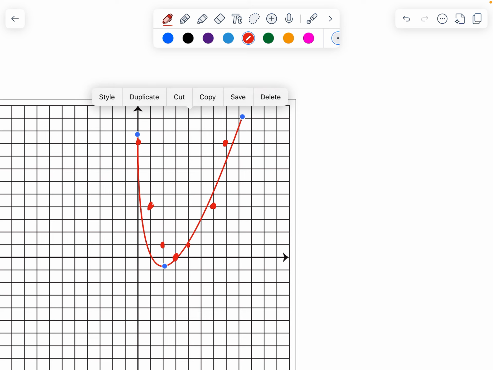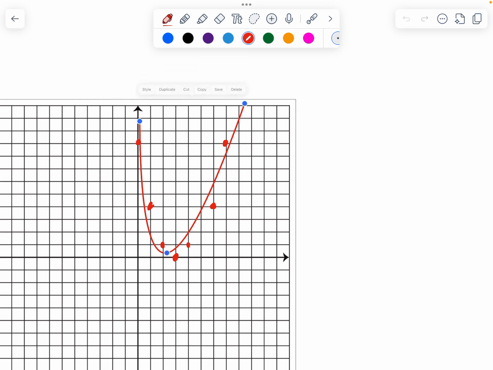Ugh. Sometimes I like this and sometimes I don't. Oh, is it because I have this off? Oh, it's because I have it off, that's why. So this is right here, and this is right here. There we go. Much better.